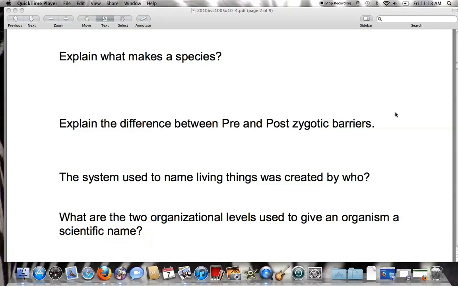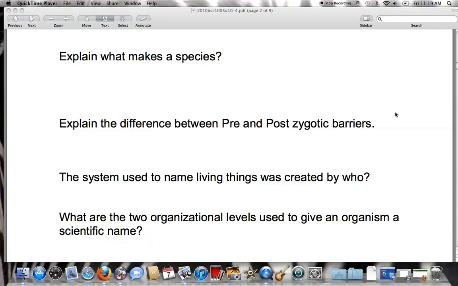Okay? So the difference between pre- and post-zygotic barriers, well, first of all, you got to understand what zygotic means. And zygotic means when you have your male have sperm and females have eggs, and once these two unite, it becomes a fertilized egg, which is then called a zygote.